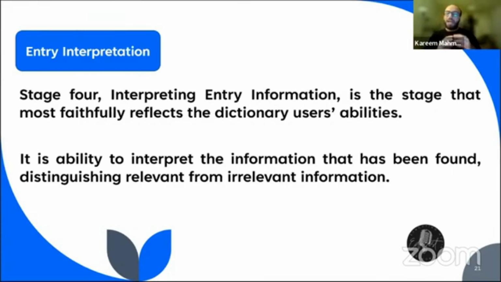So they can locate it, but how can they interpret? It's different from level to level, but it's the main stage because they have to interpret each and every piece of information they have found and distinguish relevant from irrelevant. For example, if I'm asking about the word minister, it means a member of the government, and it also could mean priest. If I'm a C2 user and I have a religious context, talking about religion, then I need to know the meaning: yes, it is the priest. But if it is a political context, it could be the member of the government.